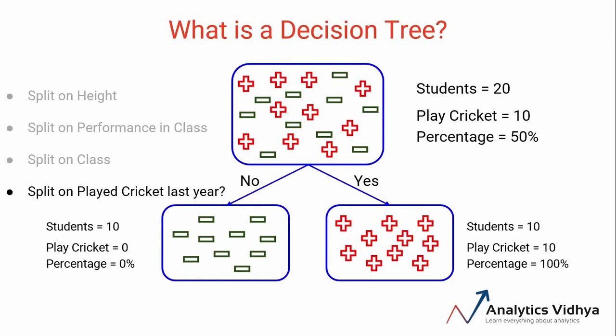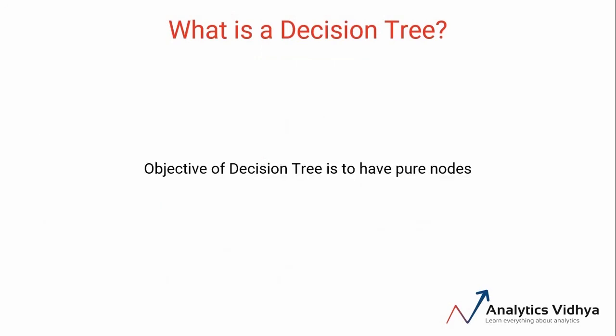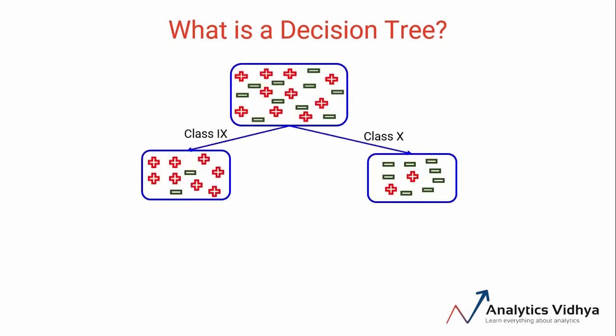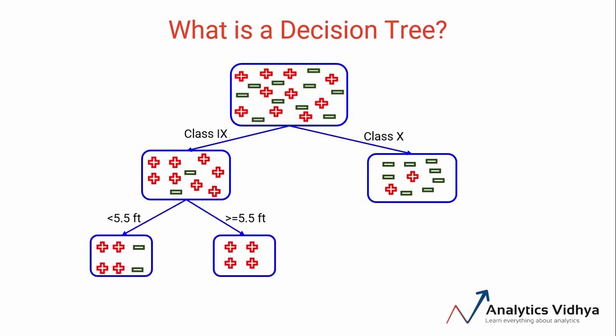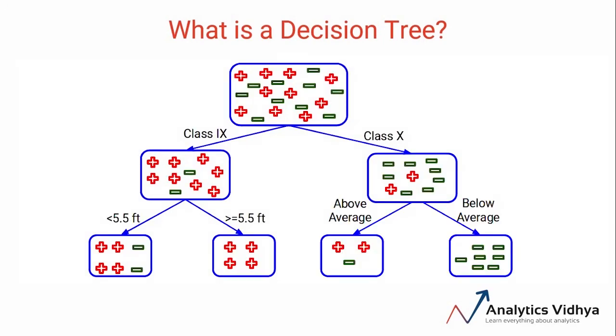So if we look at the objective of decision trees, it is essentially to have pure nodes. We saw earlier that the split on class produced the purest nodes out of all the other splits, and that's why we chose it as the first split. But the decision tree doesn't stop there. We can have more splits as well. For example, we can split the class 9 node even further, let's say based on their heights. Or we can split the class 10 node based on the performance of students in that particular node. The idea which I'm trying to convey here is that we can have multiple splits and multiple decisions in a decision tree.